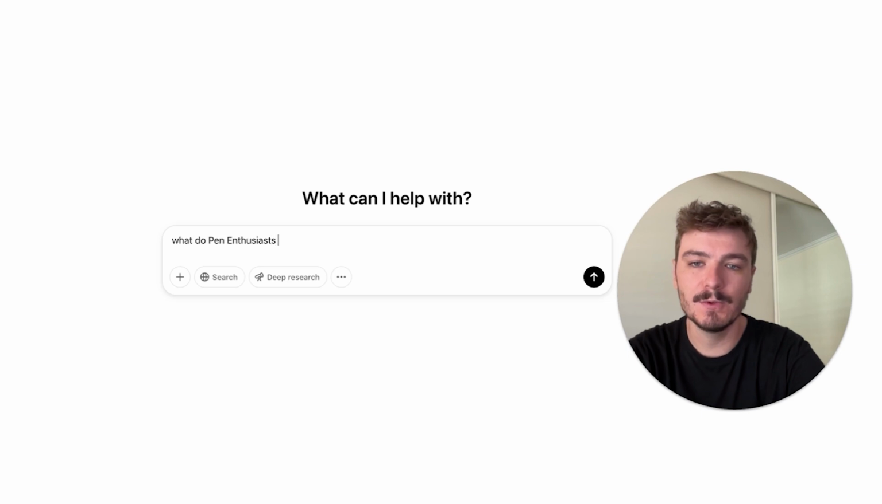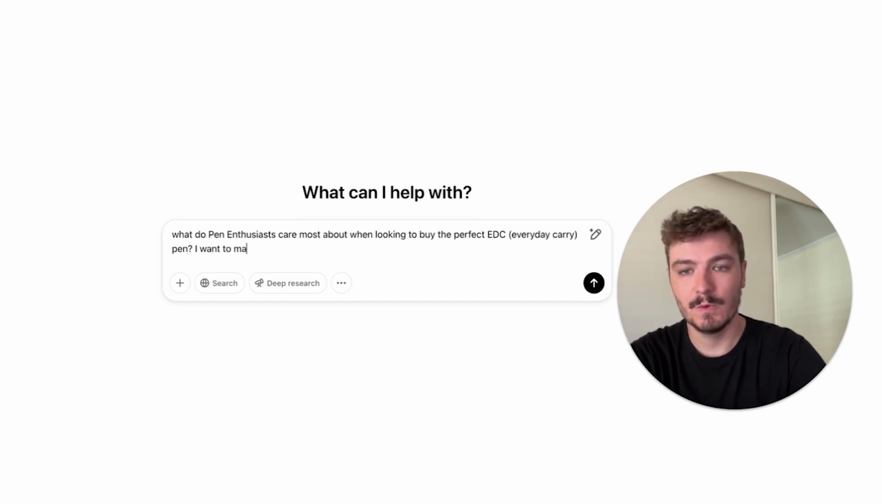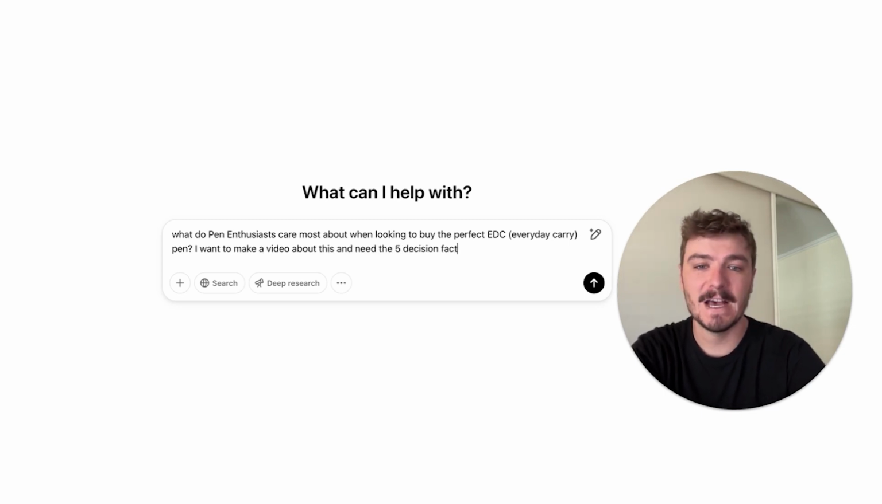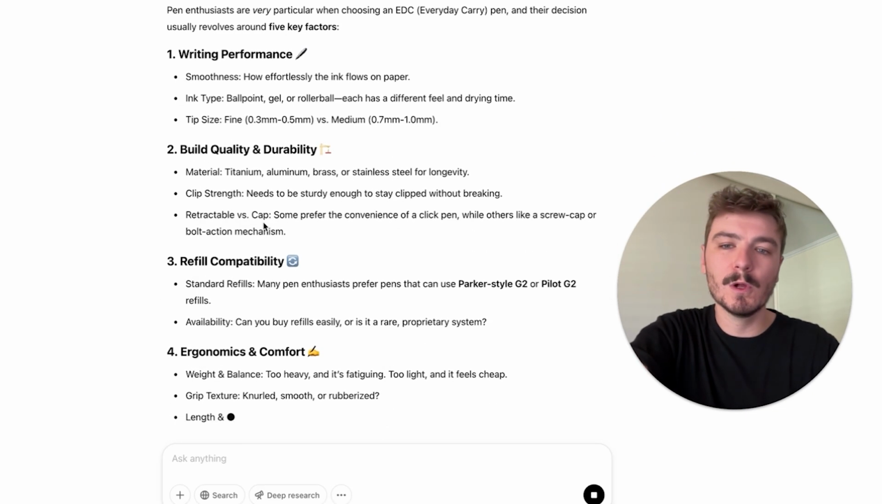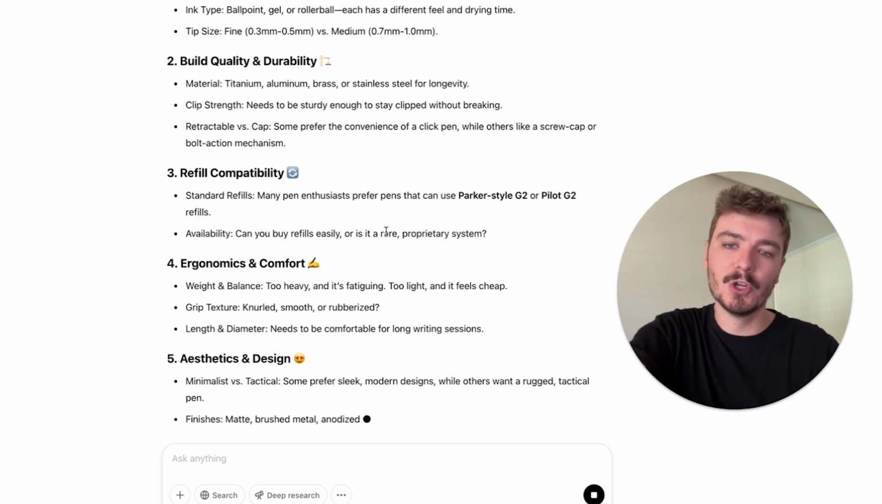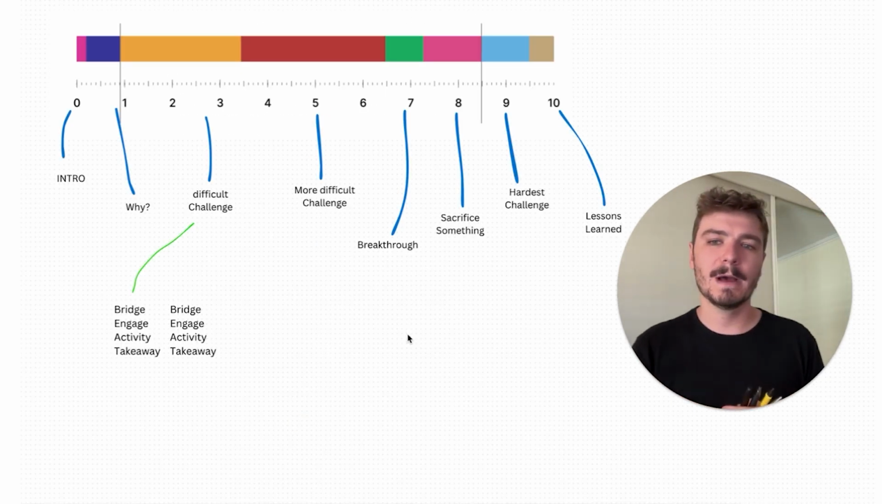What do pen enthusiasts care most about when looking to buy the perfect EDC, everyday carry pen? I want to make a video about this and need the 5 decision factors for the perfect pen. Okay, so we have writing performance, build quality and durability, refill compatibility, ergonomics, aesthetics, and design. That's pretty good. So here are the 4 pens that I'll talk about in the video.